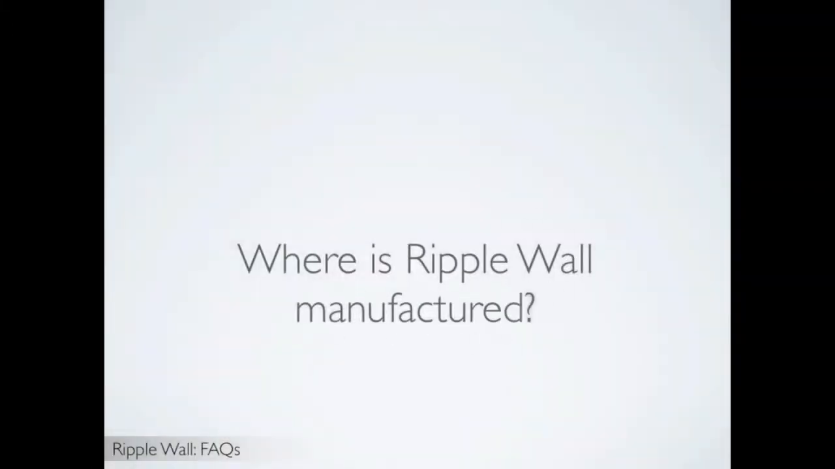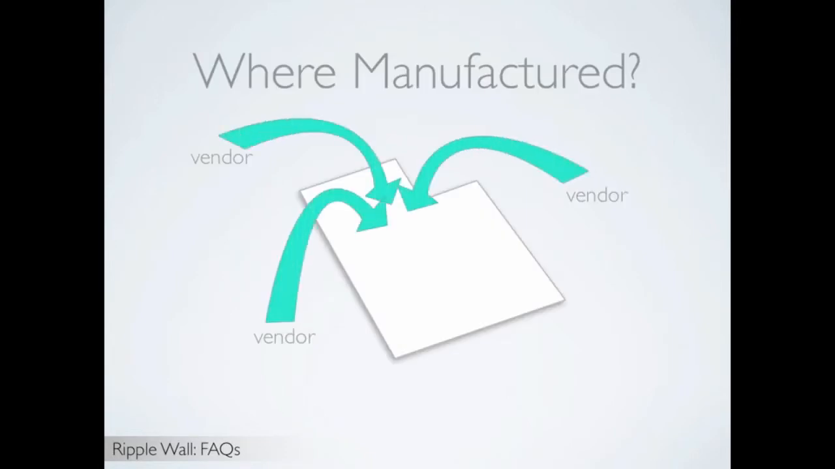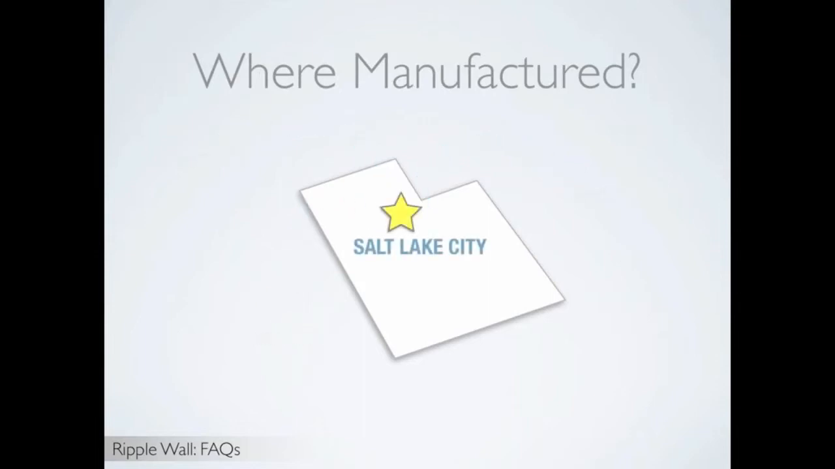Where is Ripple Wall manufactured? Materials for Ripple Wall are ordered from various vendors and are then manufactured at our factory in Salt Lake City.